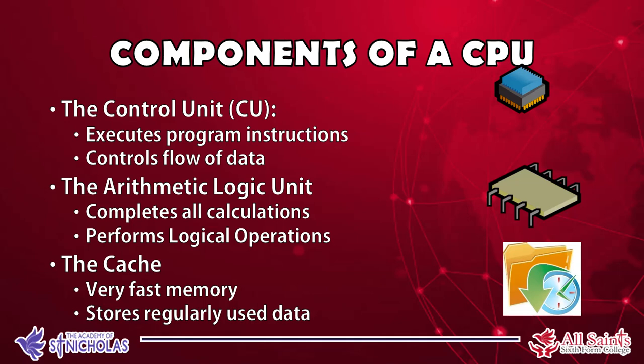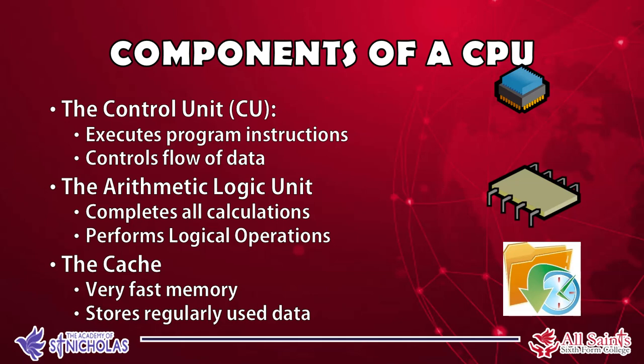The next one is the components of a CPU. So this is obviously how a CPU needs to work. First one is the control unit. This executes the program instructions and controls the flow of data. So this will make sure that it doesn't work too hard.